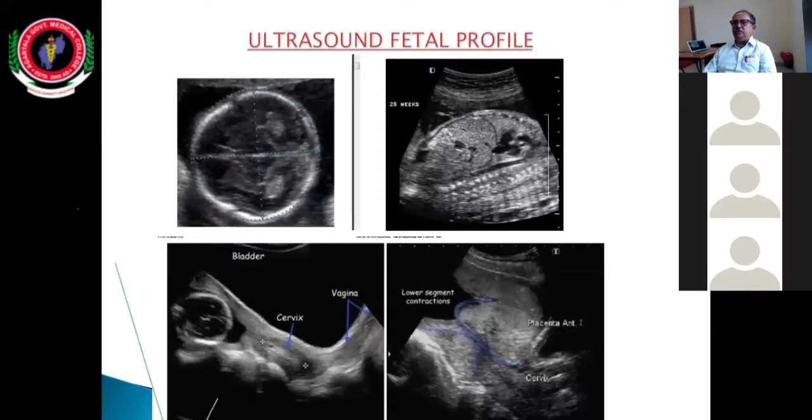Now, a few images of the obstetrical sonography. This is the fetal head. We measure the biparietal diameter and also the head circumference. This is the image of the fetus. This is the image of the heart. This one is the dome of the diaphragm. This is the spine. This one is the cervix, bladder, and this is the vaginal portion.